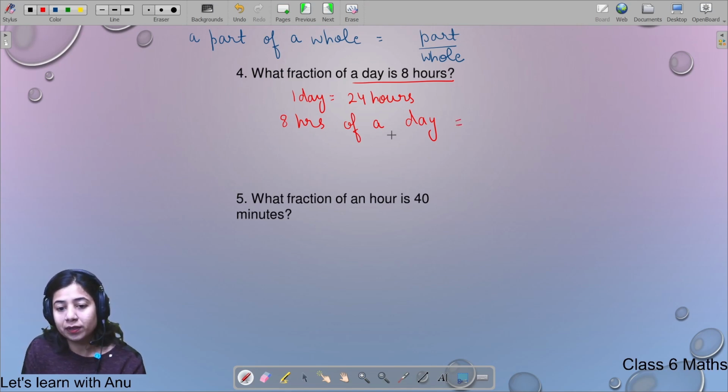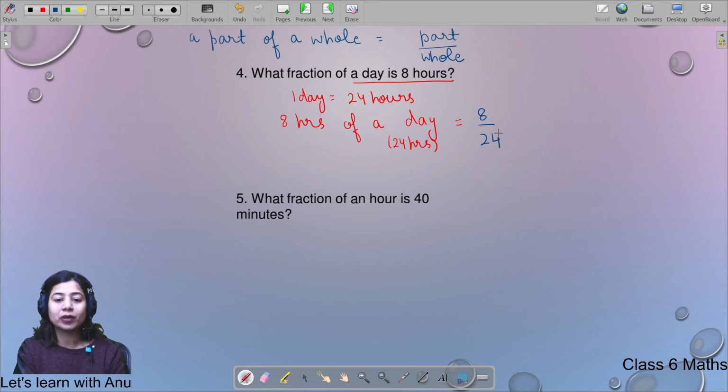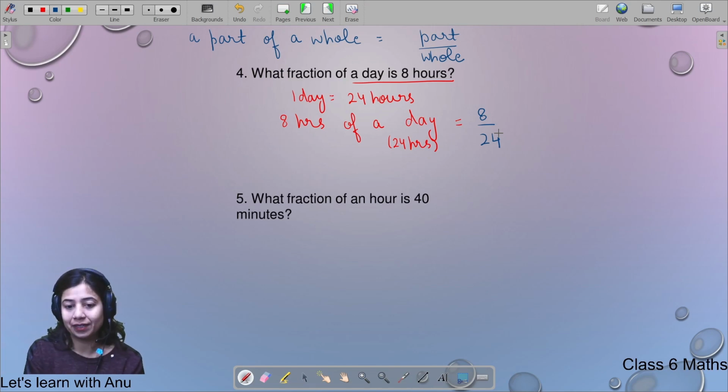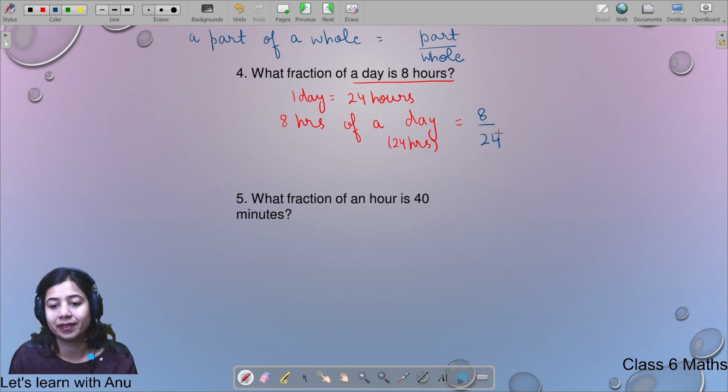So it will be, how will we write it, class? It will be 8 by 24. I hope everyone is clear about it. So part upon whole, they are asking what fraction 8 hours is of a day. Day means 24 hours, because a fraction is a unitless quantity, right? So it is 8 by 24.